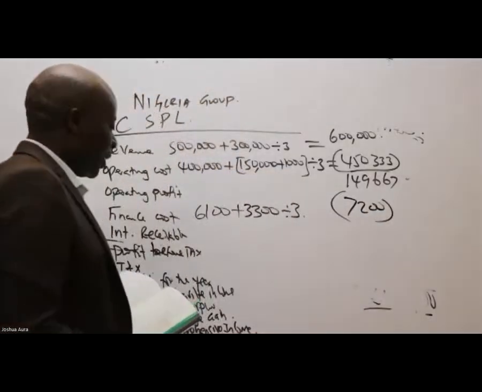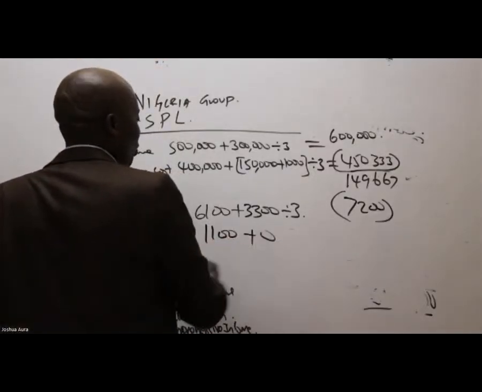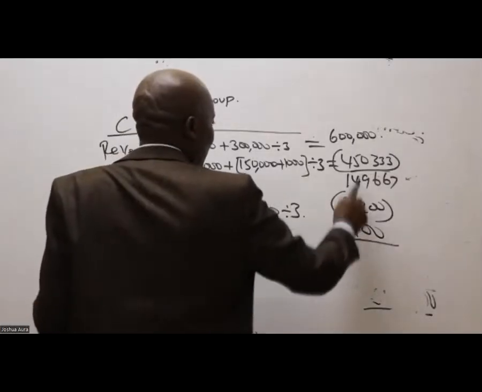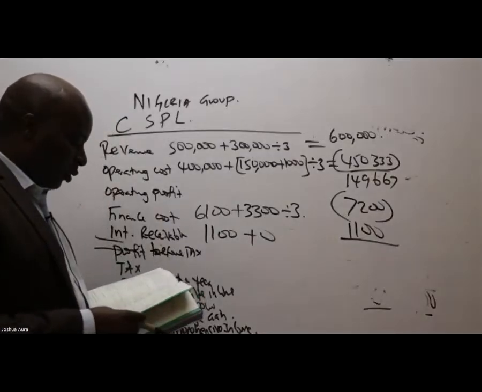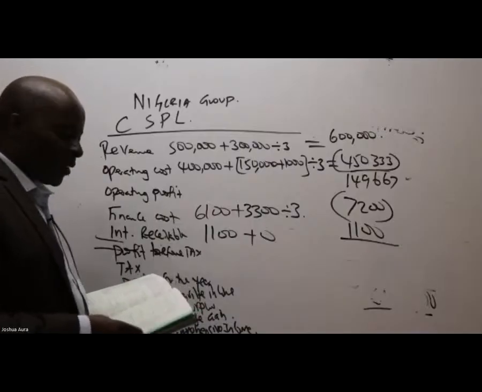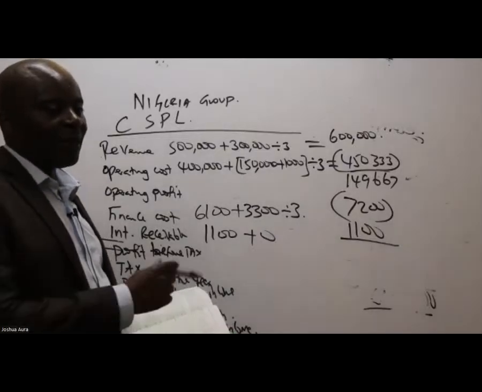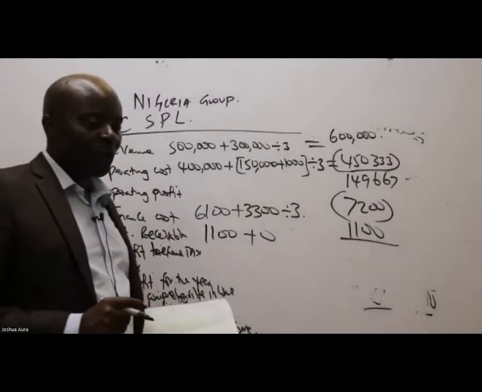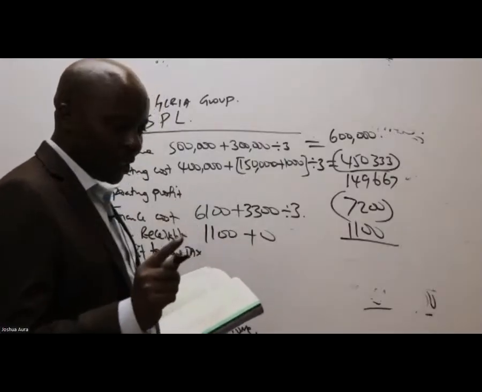And then we have interest receivable, which is 1,100, plus 0, so there is no retranslation here. This gives me 1,100. It's an income. So could you kindly give me the profit before taxation very fast? For those of you who did this exam last semester and failed, I'm so sure you misinterpreted the question of foreign subsidiary so seriously.